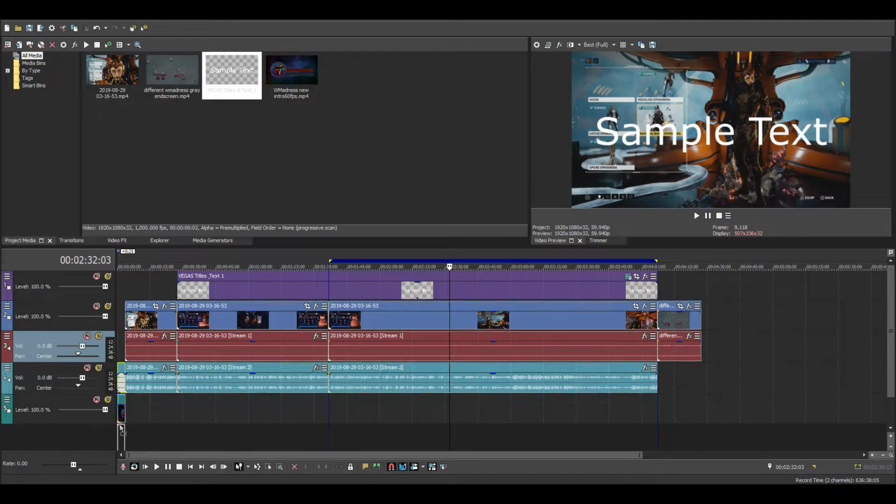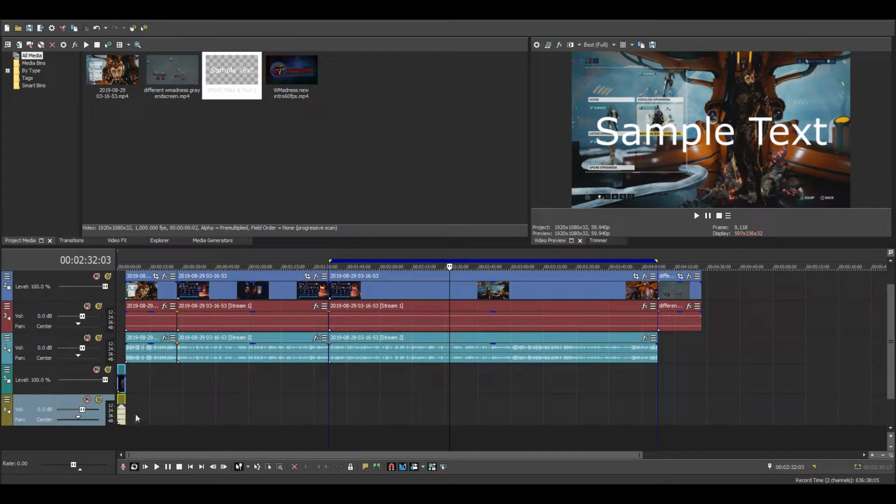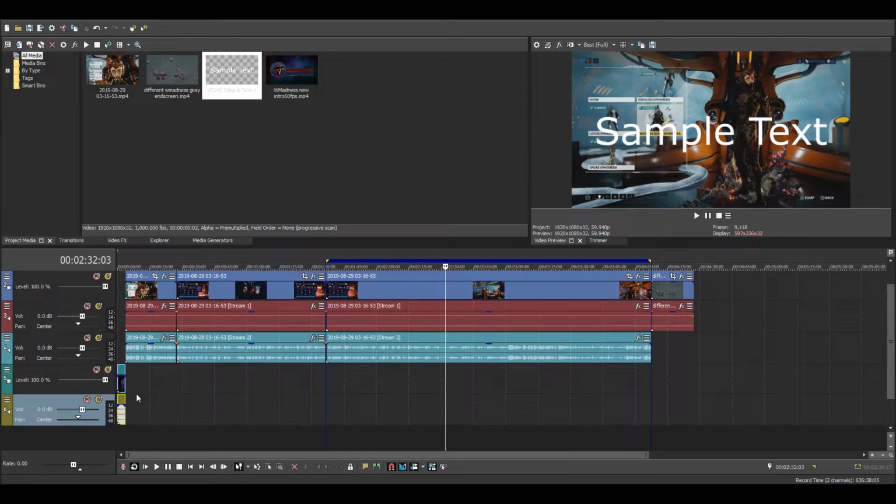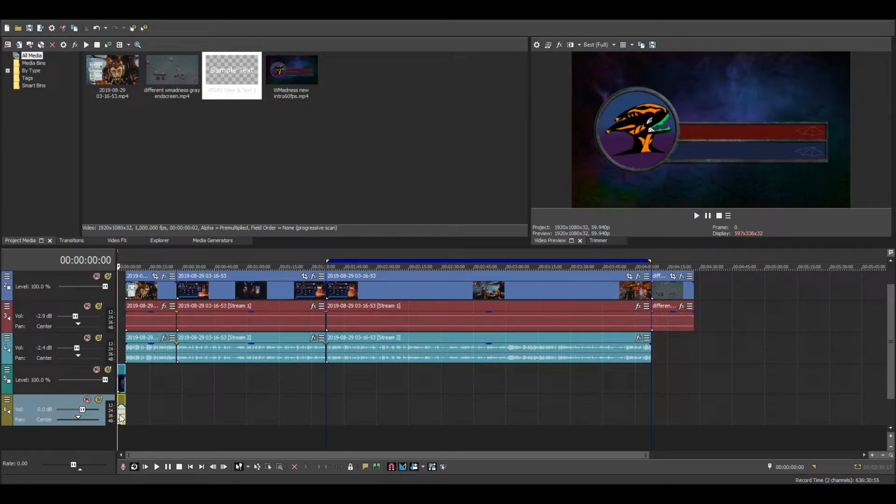I actually would probably want this down here, only because then I can use this or even this to change the volume up or down without affecting the volume of my intro, which is actually very cool.